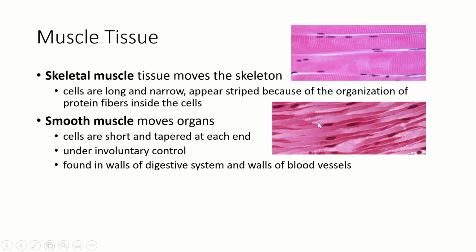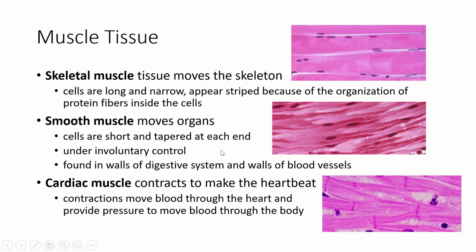So each individual cell is short and kind of tapered on the ends. Each one has only one really distinct nucleus. You can see this cell here. And again, involuntary. You do not control this. Your brain controls this, or the other nervous system.